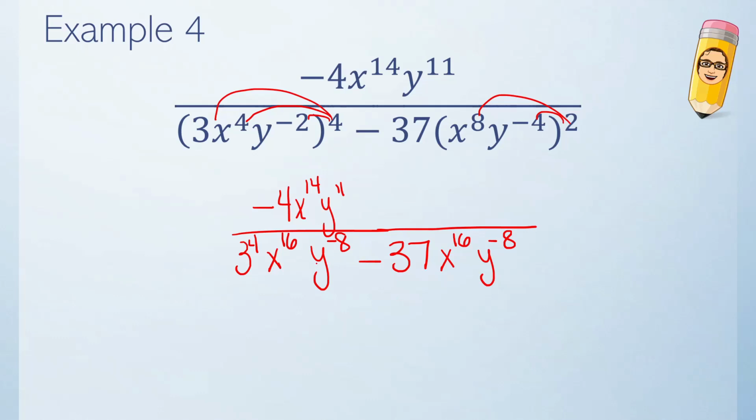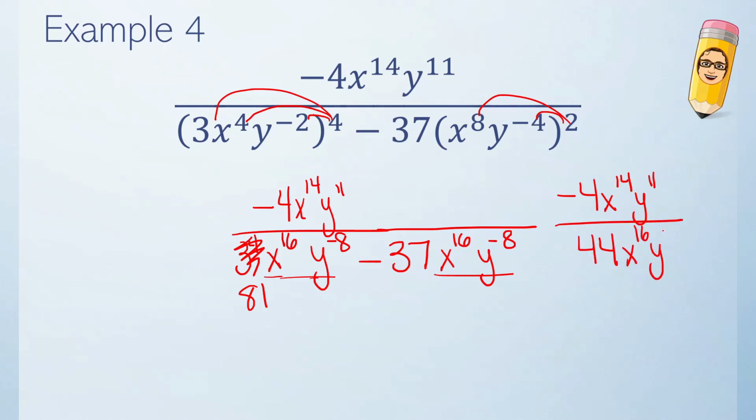Now, I can't move this y to the negative 8th. I can't move them because they're subtracted with one another. So I can't theoretically move these guys. But notice, I have like terms. They are the same thing. So I'm going to rewrite this 3 to the 4th as 81. And then I'm going to do some subtraction. I need to subtract those values. So I'm going to subtract 81 minus 37 is 44. So I'm actually going to have negative 4 x to the 14th, y to the 11th over 44 x to the 16th, y to the negative 8th.